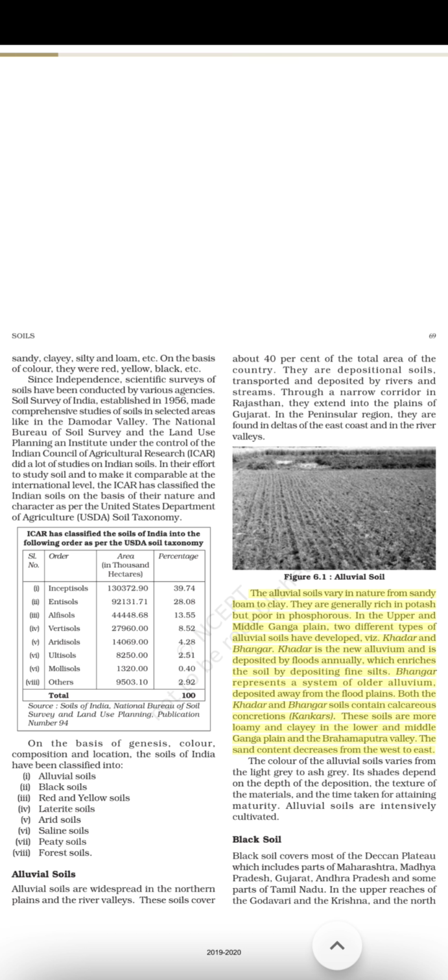Bhangar represents a system of older alluvium, deposited away from the floodplains. Both the Khadar and Bhangar soils contain calcareous concretions, kankars. These soils are more loamy and clayey in the lower and middle Ganga plain and the Brahmaputra valley. The sand content decreases from the west to east. The color of the alluvial soils varies from light gray to ash gray. Its shades depend on the depth of the deposition, the texture of the materials, and the time taken for attaining maturity. Alluvial soils are intensively cultivated.